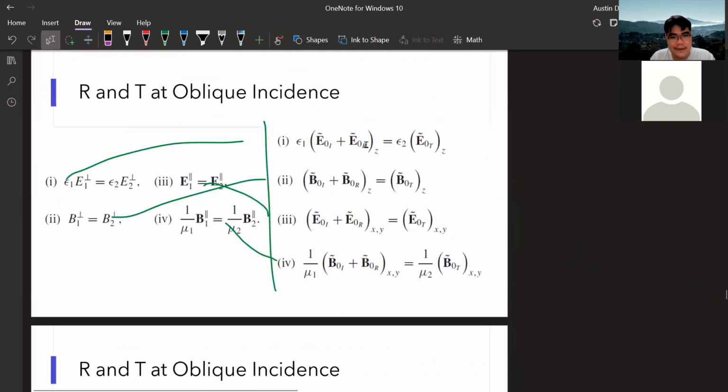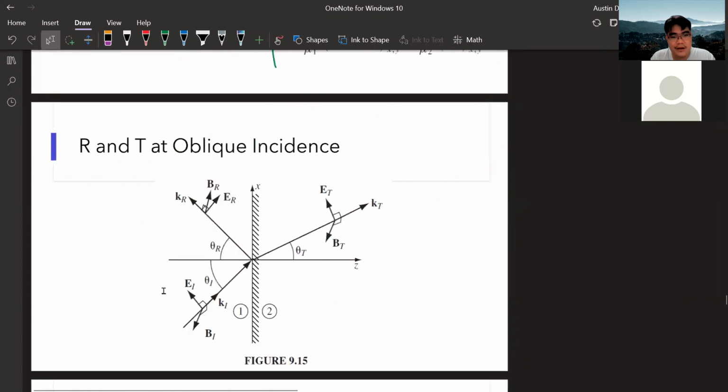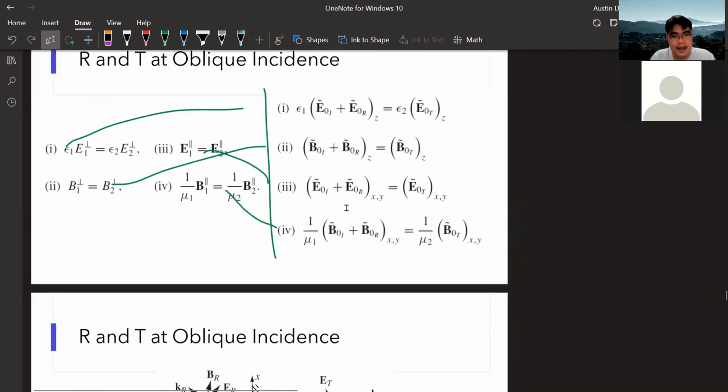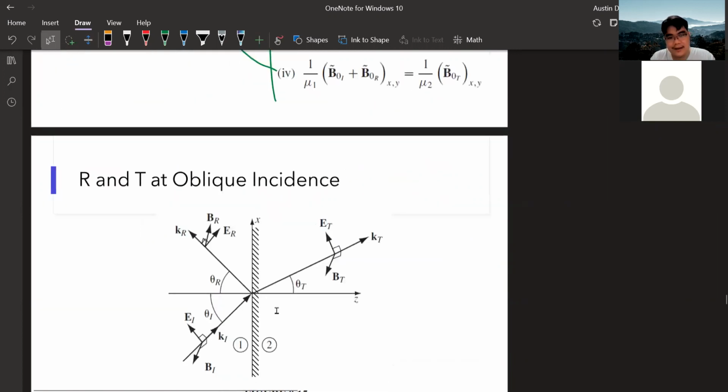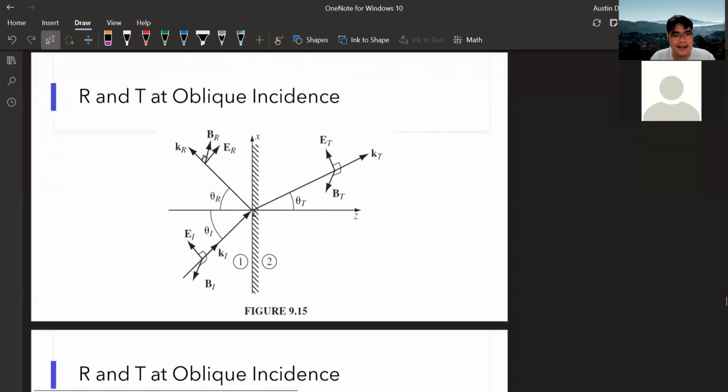You have Z. And same goes for B. Lahat ng perpendicular would be on the Z. Then, lahat ng parallel would be two parts, X and Y. Okay, so lahat ng parallel dito sa surface mo would be X and Y. So, yung Y dito is nakapoint sa atin, ha?